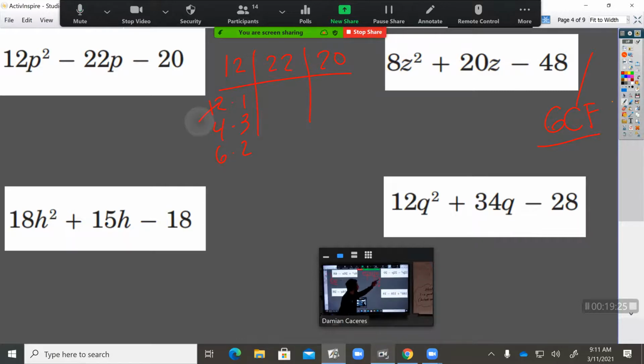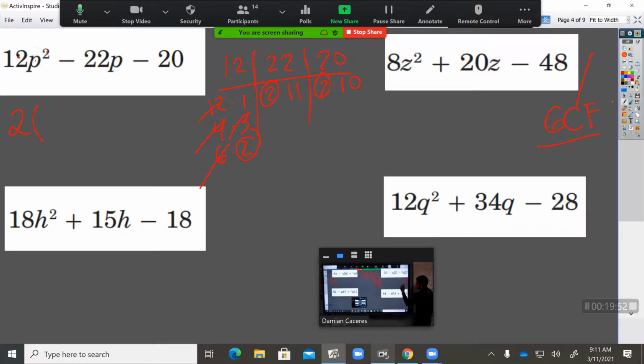Now, 12 can't give you 22. 4 can't give you 22. 6 can't give you 22. 3 can't give you 22. The only one that can give you 22 is 2. So we know the common factor is going to be 2. Now we factor out the 2 and divide to figure out what's left in your parentheses.